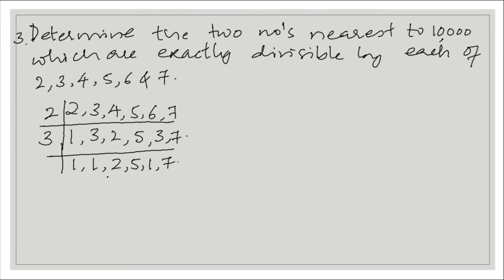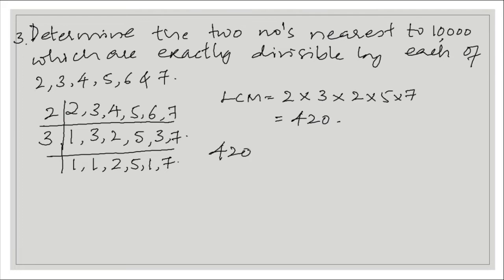Now if you observe, none of the numbers here in the last row are multiples of one another, so the LCM becomes the product of 2 multiplied by 3 multiplied by 2 multiplied by 5 multiplied by 7. We get it as 420. With this 420, I need to divide 10,000 to get the nearest number.